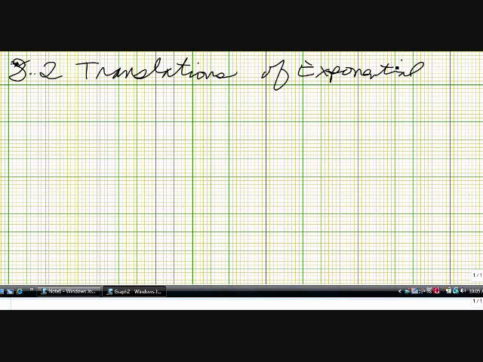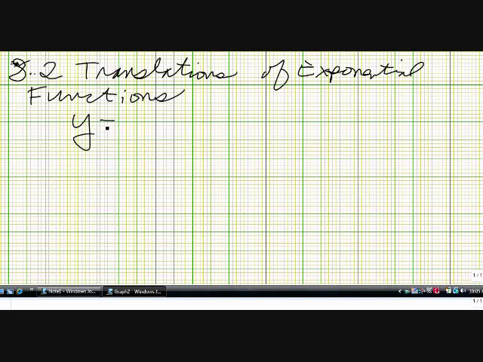So we're going to do translations of exponential functions, and another word problem, which is half-life. You might want to have graph paper because we're going to do a whole lot of graphing today.